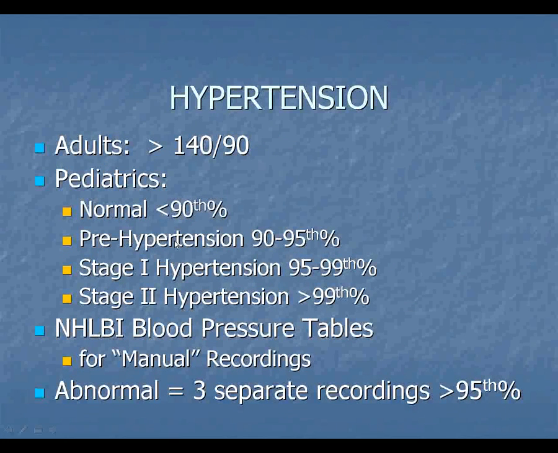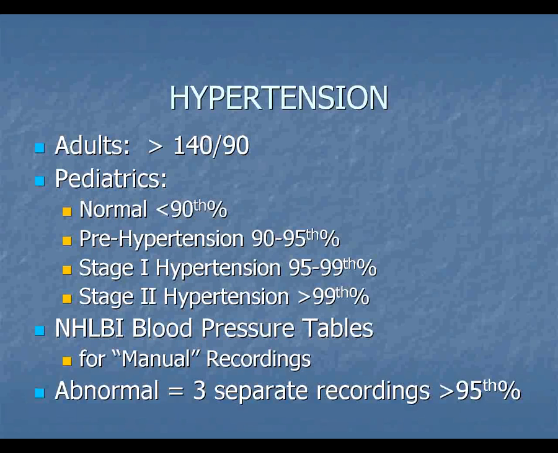Blood pressures ranging from 90 to 95% fall into the pre-hypertensive stage, 95 to 99th, and then greater than 99th are as listed there. It's important to keep in mind that the FHWY blood pressure tables are for manual recordings and not your automated blood pressure cuff like many clinics use. There are tables available for the automated blood pressure cuff based on your brand name, and so it's important to make sure you're looking at the correct table.